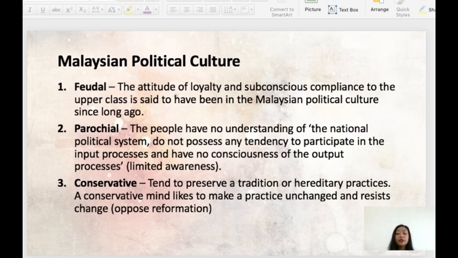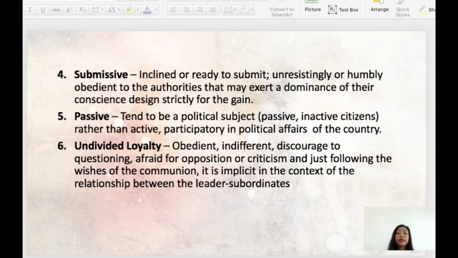And then number three, conservative, tend to preserve a tradition of hereditary practices. A conservative mind likes to keep a practice unchanged and resists change, opposes reformation. Yeah. And then number four, submissive, inclined or ready to submit, unresistingly or humbly obedient to the authorities that may exert a dominance of their conscience, designed strictly for the gain. And then number five, passive, tend to be a political subject, passive, inactive citizens rather than active participants in the political affairs of the country. Yeah? And then number six, undivided loyalty, obedient, indifferent, discouraged, questioning, afraid of opposition or criticism, and just following the wishes of the commune. It is implicit in the context of the relationship between the leader and subordinates. Yeah.